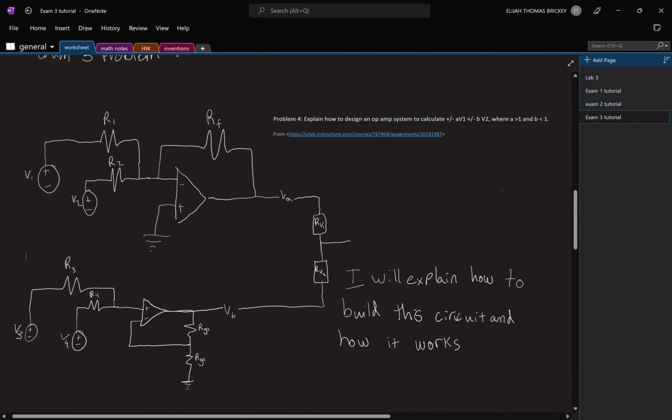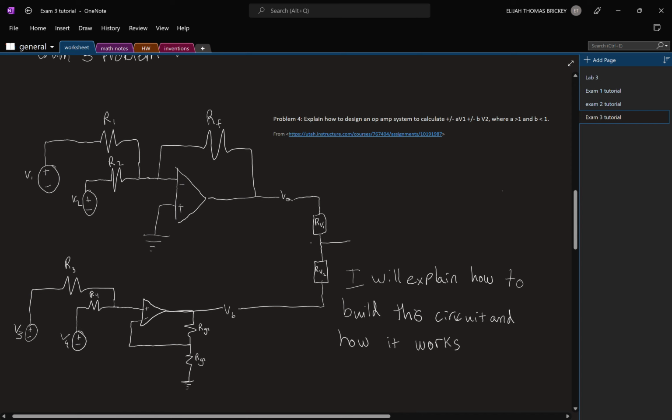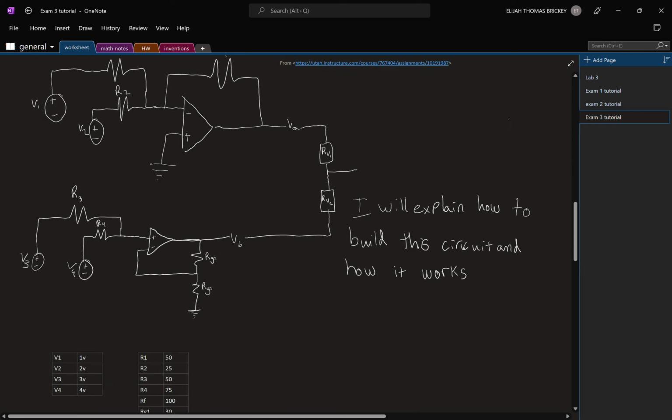Here is my equation. As I said before, this is the inverting part, this is the non-inverting part. They come together, and right here we have a voltage divider to find the addition of both of these currents. But because this one is negative and this one is positive, it actually is the difference.